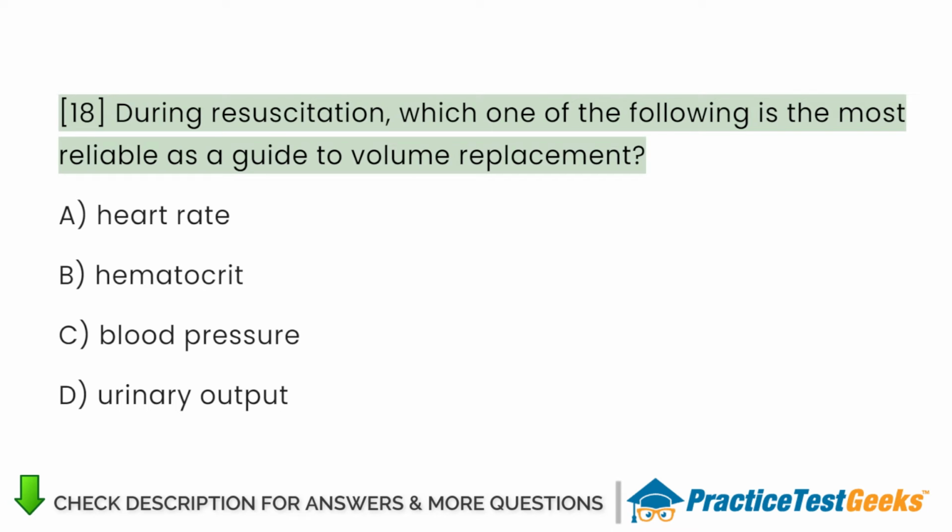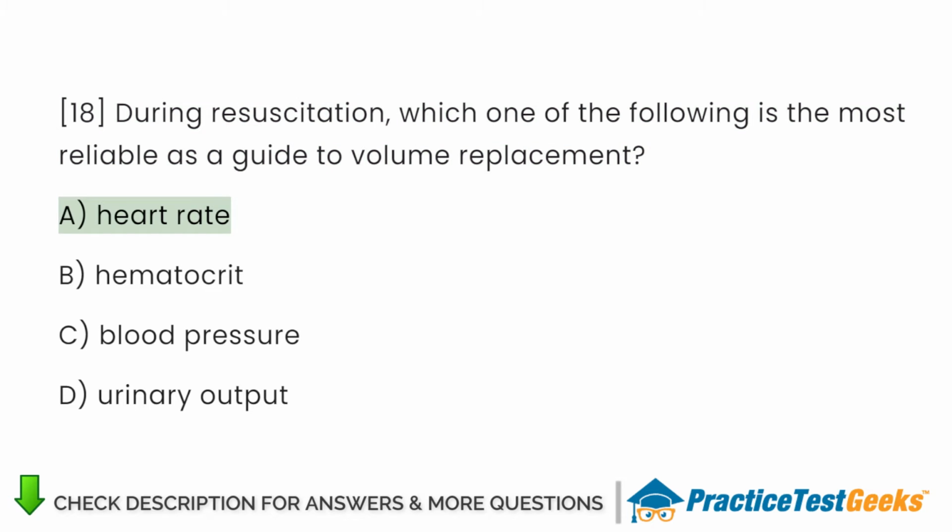During resuscitation, which one of the following is the most reliable as a guide to volume replacement? A. Heart rate. B. Hematocrit. C. Blood pressure. D. Urinary output.